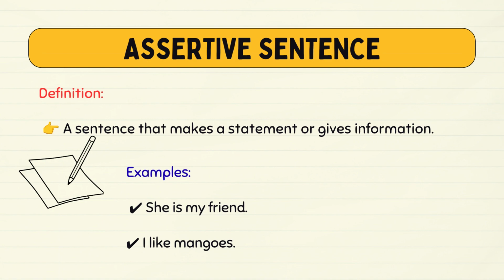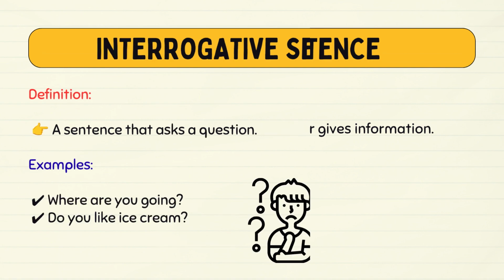Assertive sentence. An assertive sentence is a sentence that makes a statement or gives information. For example, she is my friend. I like mangoes. These sentences simply tell us something.